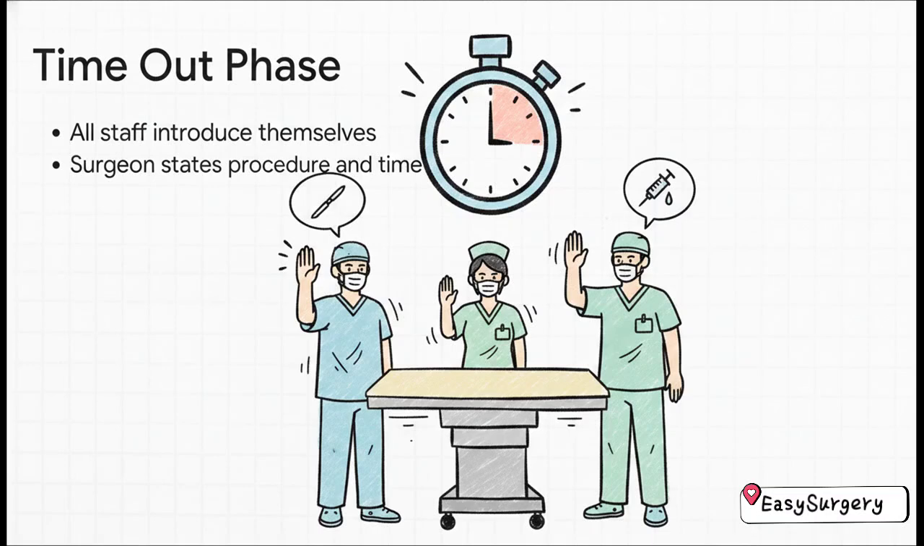In massive hospitals, staff might not even know each other, so everyone goes around the room introducing themselves by name and role. The surgeon states the procedure and how long it should take. Then the anesthetist verbally confirms that the prophylactic or preventative antibiotics were already given perfectly on schedule, usually 30 to 60 minutes before this exact moment.